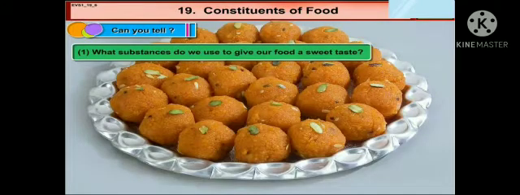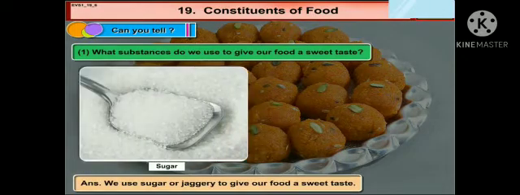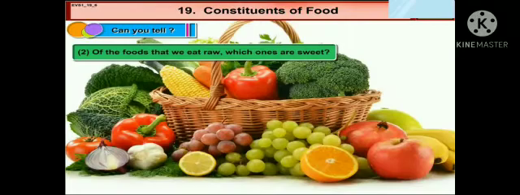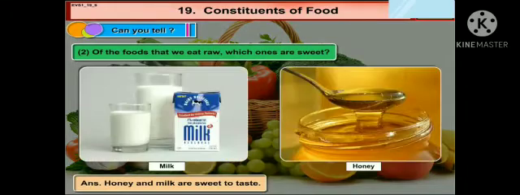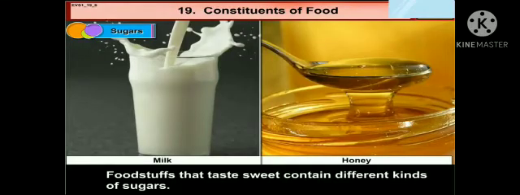Can you tell what substance we use to give our food a sweet taste? We use sugar or jaggery to give our food a sweet taste. Of the foods that we eat raw, which ones are sweet? Honey and milk are sweet to taste. Now let us see about sugars.